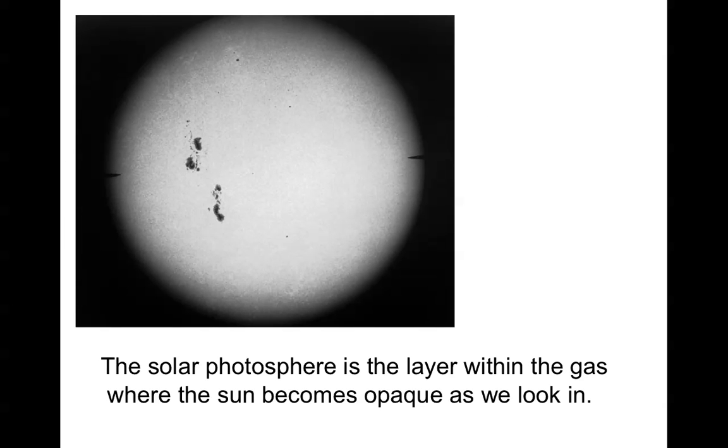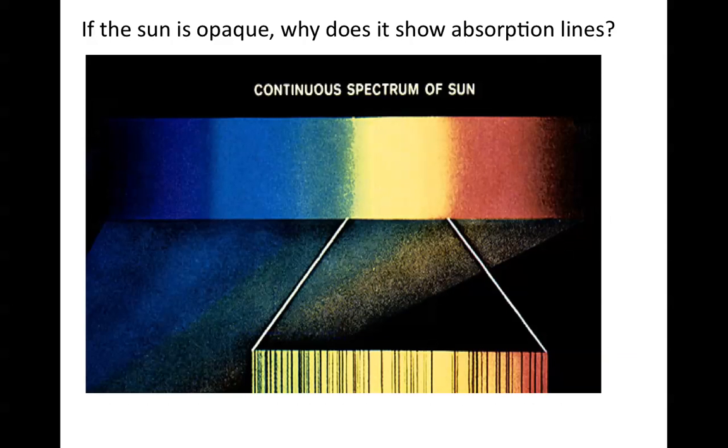If you take a picture of the Sun, it is made completely of gas, and you're seeing into the depth where that gas becomes opaque. You're seeing just as far as you can see and no farther. And there's not a solid surface that you're seeing to. If the Sun is opaque, then why does it show absorption lines?